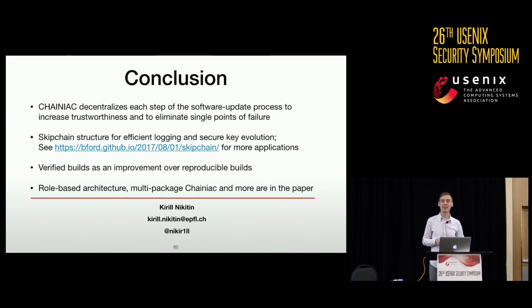And we also introduce verified builds, which we believe are a step forward or aside from reproducible builds, because it brings reproducible builds closer to end users and makes it more feasible. And finally, if you read the paper, you will find more information. For example, role-based architecture, which is probably the solution to go for big companies. And the multi-package CHAINIAC is basically what I mentioned, how to secure big distributions. And that's all. Thank you, and I'm happy to take your questions.